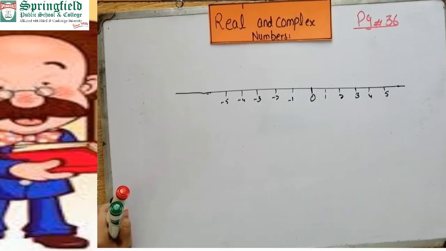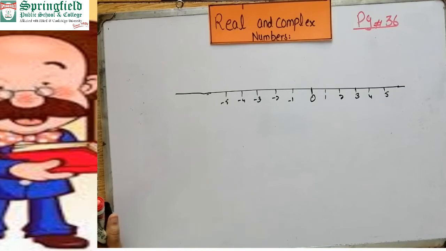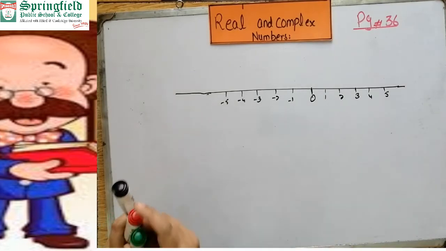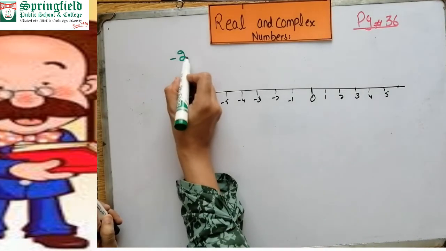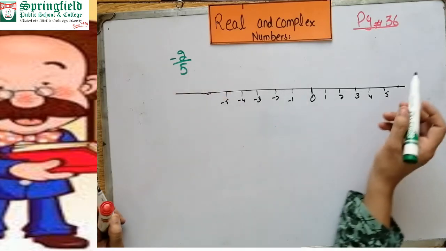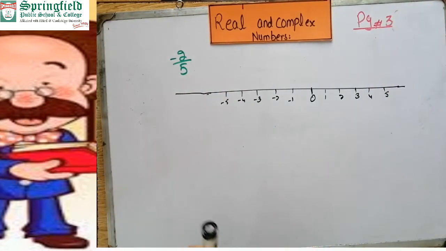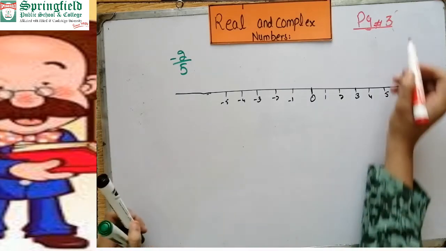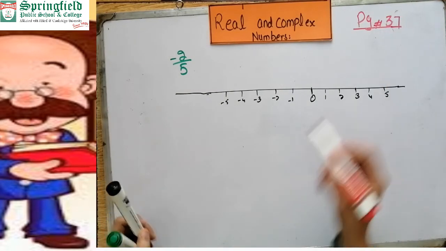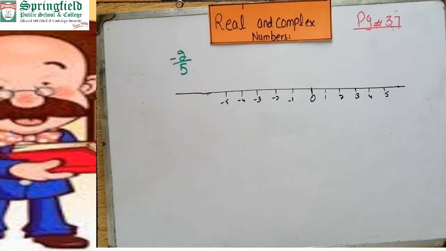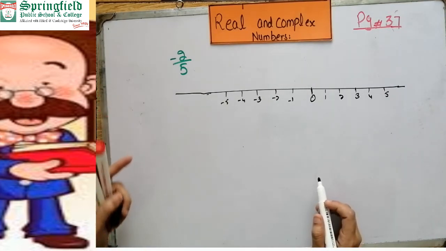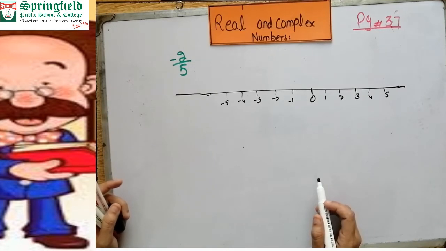Now they are saying represent minus 2 by 5. This is the number, and they are saying to represent minus 2 by 5 on the number line, page 37. How can we represent it on the number line? Minus 2 by 5 is a negative value.